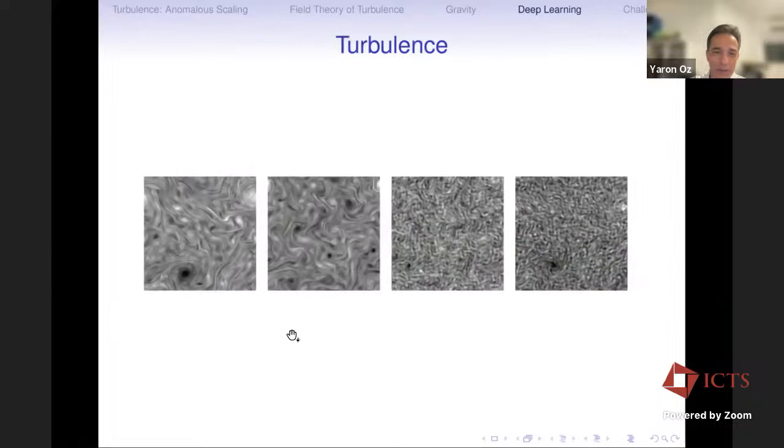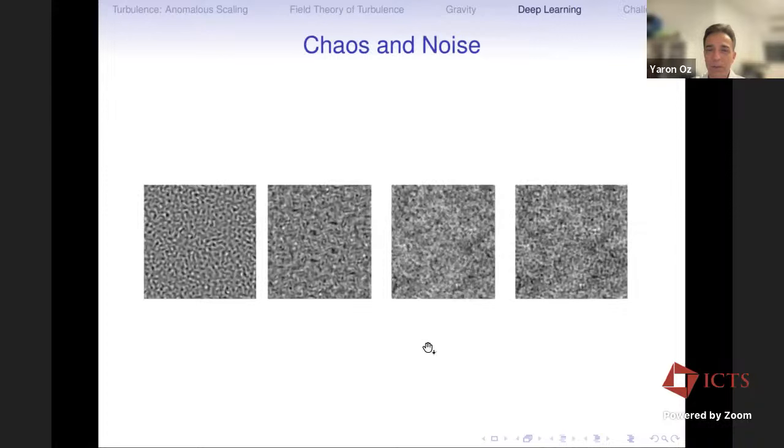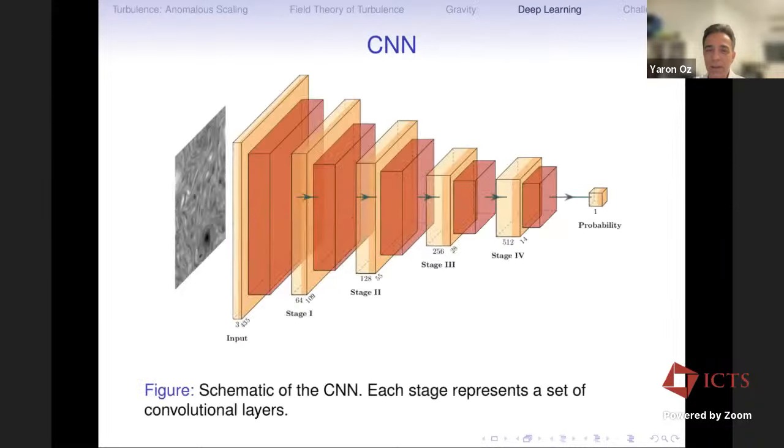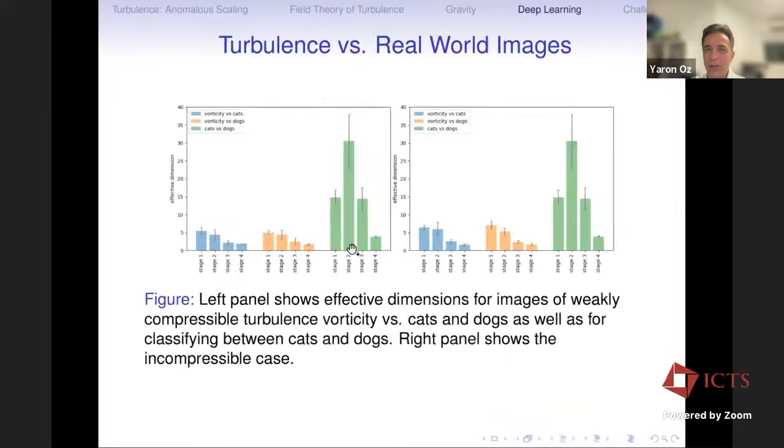By the way, we did incompressible fluid, compressible fluid. We did all kinds of chaotic things and other stuff. The technology is very standard, convolutional neural networks. Nothing new about that. The upshot is the following: that actually, for machines to differentiate between cats and dogs is much more complicated than to differentiate between chaos and turbulence.